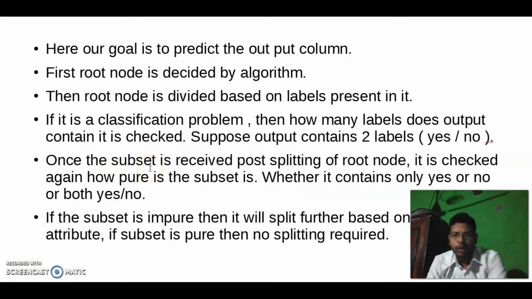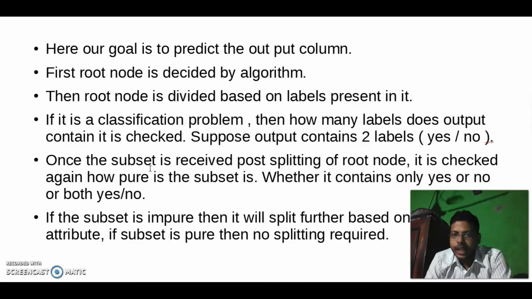As I have shown you, first our goal is to predict the output column. Our output column was the sell column. In that there were two labels, yes and no. So for the new data, it has to be predicted whether it belongs to the yes category or the no category. So how the algorithm works, and how the decision tree algorithm works, I'll tell you right now.